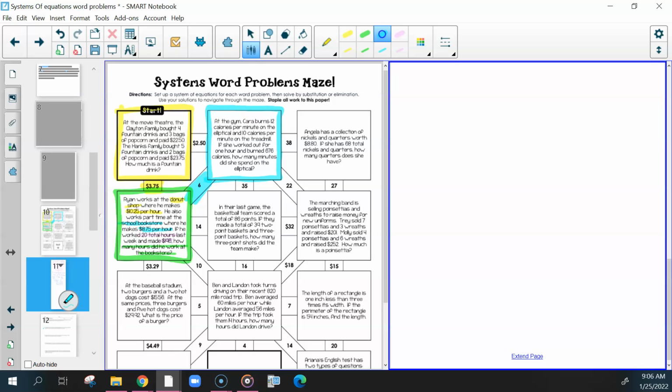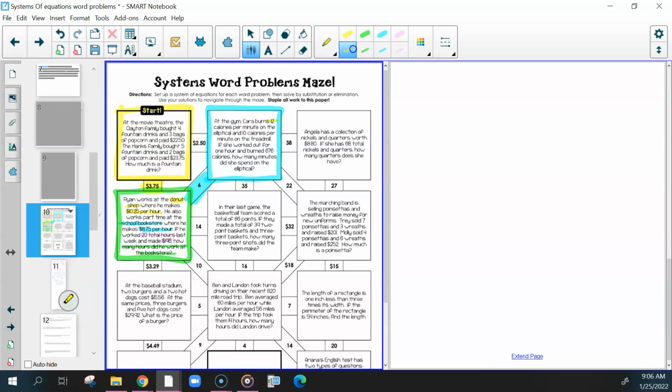And tell me what you find important in that. Kayla, 12 calories per minute. What is 12 calories per minute? On what? On the elliptical. And 10 calories per minute on the treadmill. Okay, and then I'm going to say that one more time, I'm sorry. She said it.